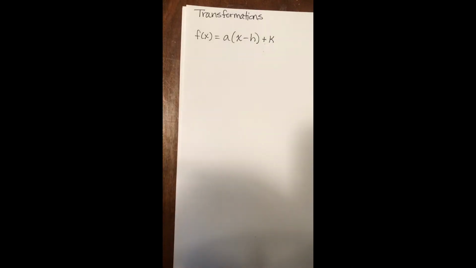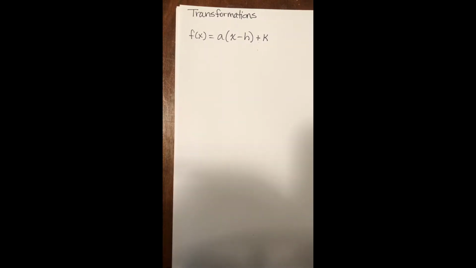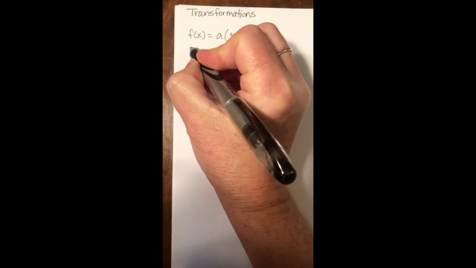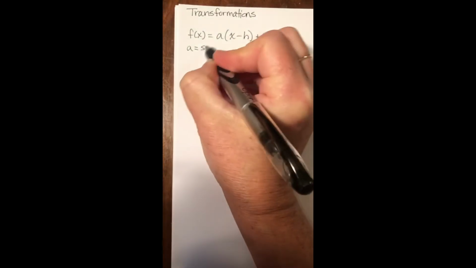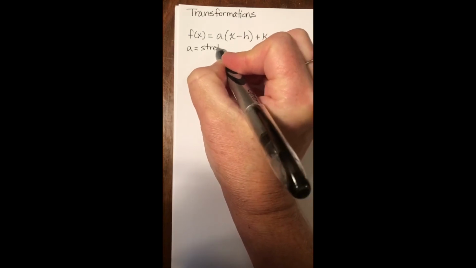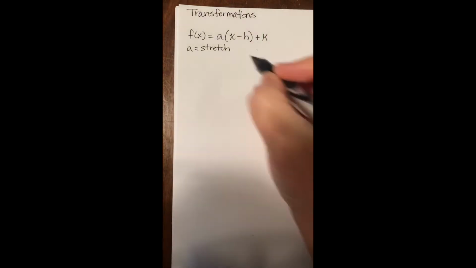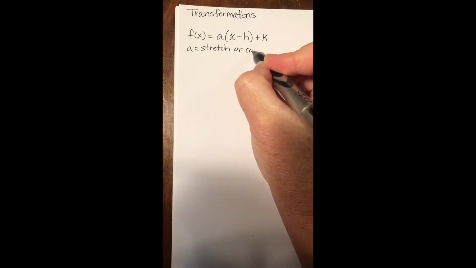And so what I'm going to go through with you is what a and x and k and h all mean, and then you'll know when you see an equation what kind of transformations take place. Again, you did this in Algebra 2, so it's probably a review for you, but I'm going to go ahead and start. A is always going to tell you whether your function has a stretch or a compression.